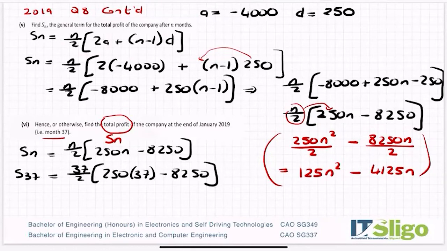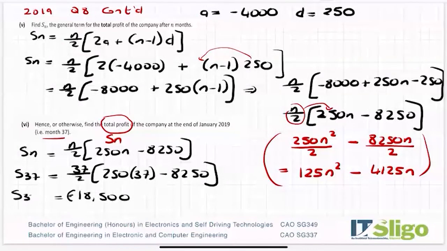Don't worry your head about that. Into the calculator it goes. 37 over 2, bracket, 250 exactly as it's written down there, minus 8250, close bracket. And I am getting 18,500 euros there. So after 37 months, you have made 18,500, which sounds like a lot, but 37 months is just over 3 years.